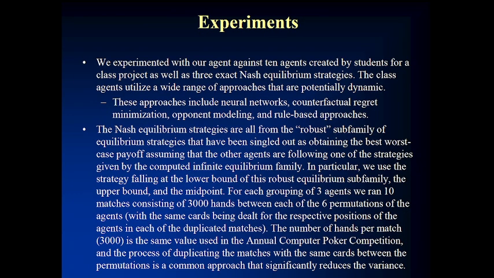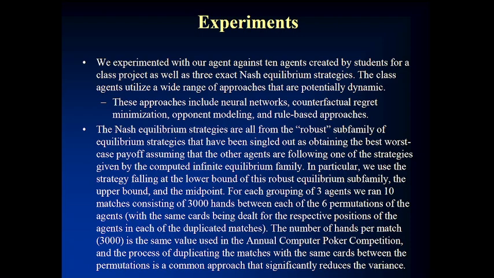So we experimented with our opponent modeling agent, and 10 agents that were created by students for a class project where they were incentivized to do as well as possible, as well as 3 exact Nash equilibrium strategies. And the class agents were free to use whatever approach they wanted. One of them claimed to use neural networks, another counterfactual regret minimization, another opponent modeling, another rule-based approaches. So they were free to use whatever they wanted, and I don't know for sure what they did use.